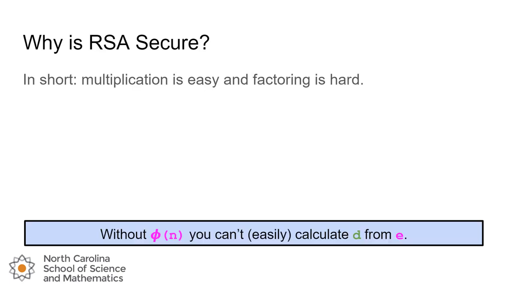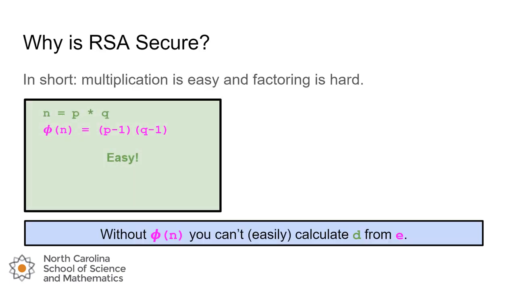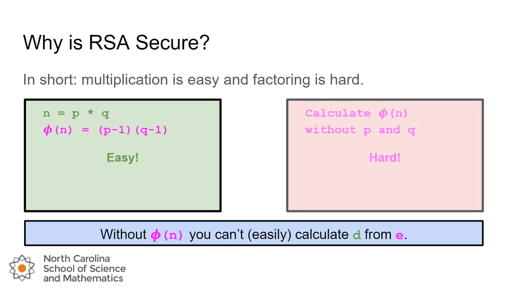Why? In short, again, multiplication is easy. It was easy for us to generate N and generate phi of N, which were the things that we needed to compute D. But it's really hard to do that if you don't know P and Q. And if you don't know P and Q because you're Alice or Eve, you didn't choose them and you don't know them, you can't calculate phi of N. And if you can't calculate phi of N, you can't determine the decryption key D from E.